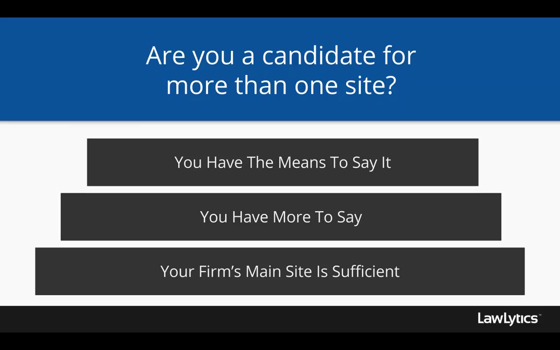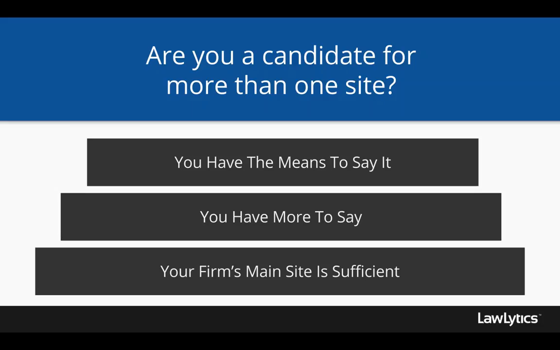Now, the next part of this is, in order to add another law firm website, it's really important to have something else to say. Because if you don't have something else to communicate, or a different audience to communicate to, for that matter, then you're building secondary websites for the wrong reason, and that never turns out well. And finally, you need to have the means to say it.